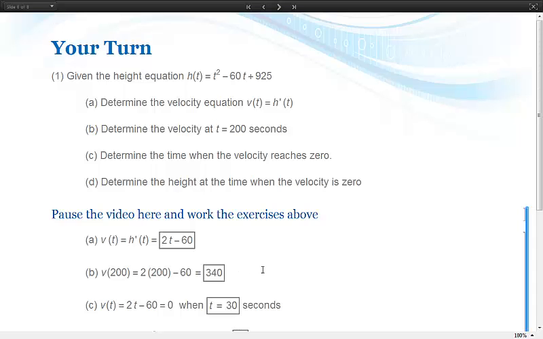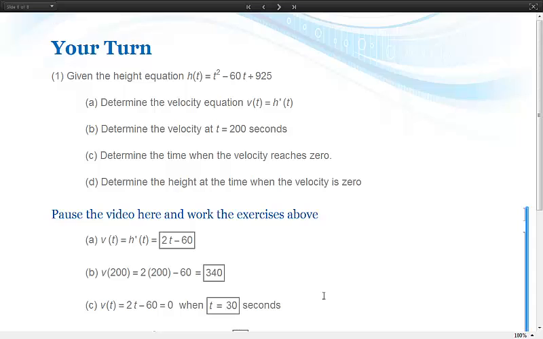Determine the time when the velocity is 0. That means I have to solve the equation 2t minus 60 equals 0. So that's simple. I put 60 on the other side, divide by 2, and it's clear that t equals 30 is a solution to v of t equals 0.